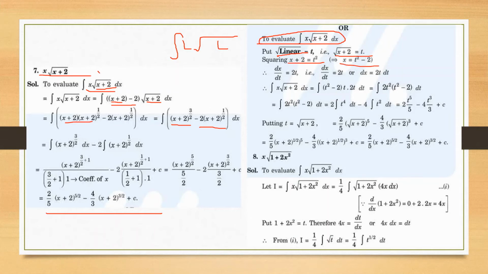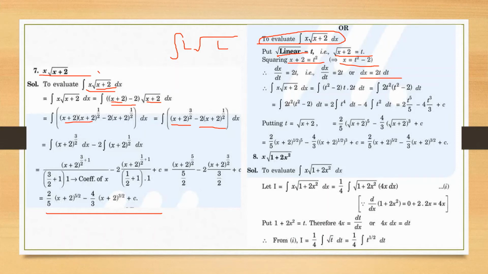So x is t square minus 2. So I should also differentiate, because I have to change dx also. So it becomes dx is equal to 2t dt, right? So dx by dt means dx equals 2t dt. So you can differentiate with respect to t on both sides.